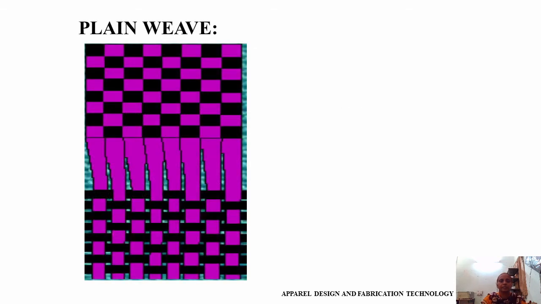See the interlacement, one up and one down. Each warp end goes over and under the weft, and the weft ends go over and under the warp ends. This is the design of the plain weave.